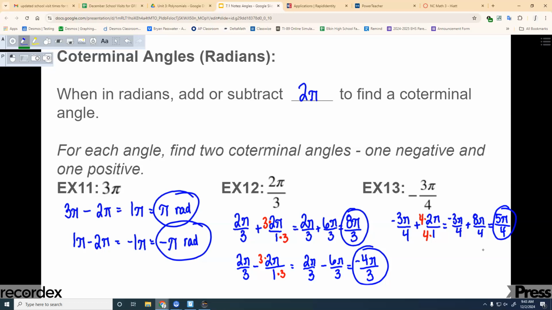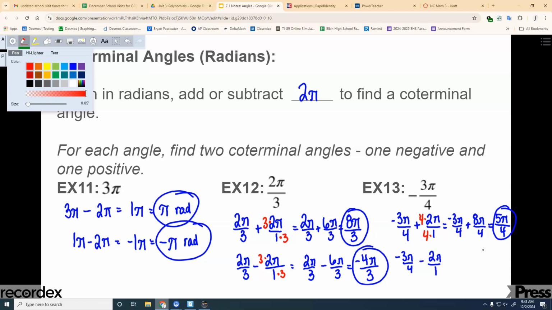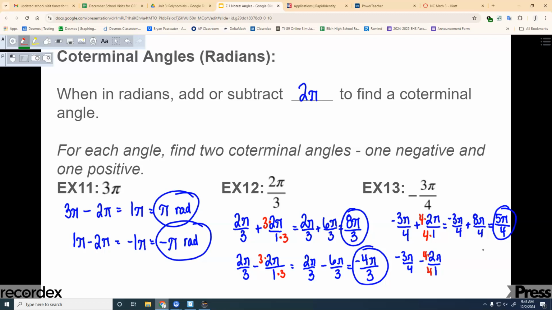Gamma, for the negative one, I need to do negative 3 pi over 4 minus 2 pi, which is like 2 pi over 1. What would I have to do first on that, Gamma? Very good. Okay. And that'll give me negative 3 pi over 4 minus 8 pi over 4. When I subtract those numerators, I've got negative 3 pi minus 8 pi. What's that going to give me? Good. I'll get negative 11 pi over 4 for that. So we've ended at a bad time right here.